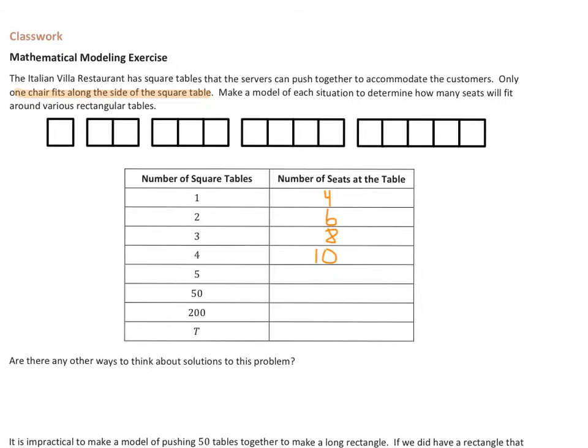So at this point, I'd encourage you to pause the video and see if you can figure out what's happening in our pictures as we're growing from 1 to 2 to 3 to 4 to 5 square tables put together. What do you notice about the numbers and their connection to the numbers of seats at the table and their connection to the number of square tables, as well as the ends, and we'll call these the long sides and the short sides? What do you notice? Go ahead and pause the video.